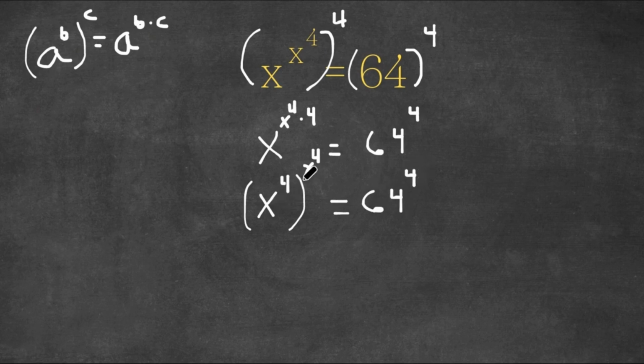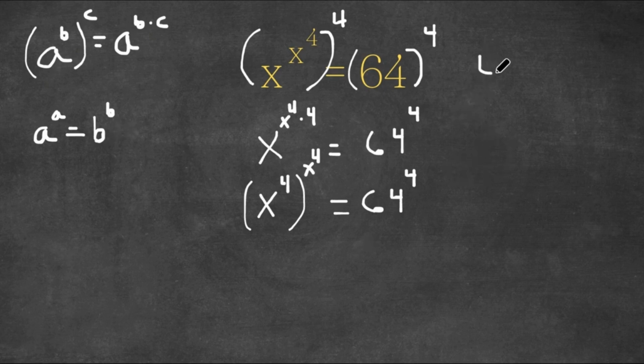And notice how x to the power of 4 and x to the power of 4 are the same, right? Well, I actually want to convert this equation so that it's in the form a to the power of a equals b to the power of b. Because if it is in this form, then we could just set a equal to b. So we already have x to the power of 4 to the x to the power of 4, so we already have a to the power of a. Now we just need to convert 64 to the power of 4 so that it's in the form b to the power of b.